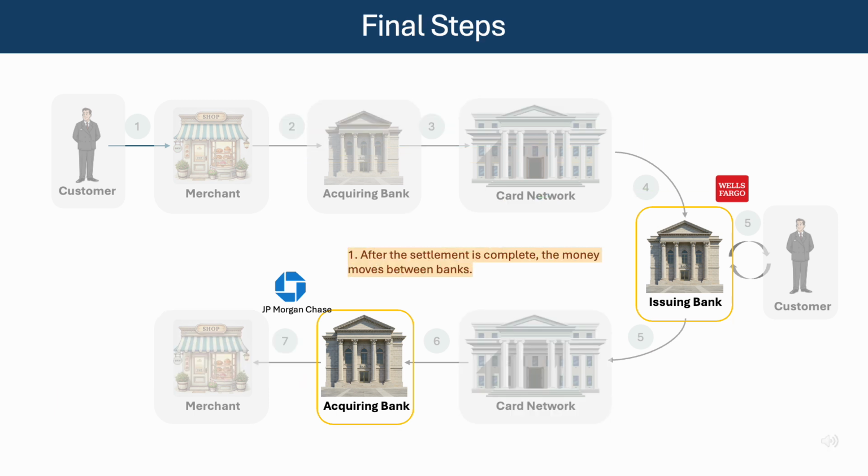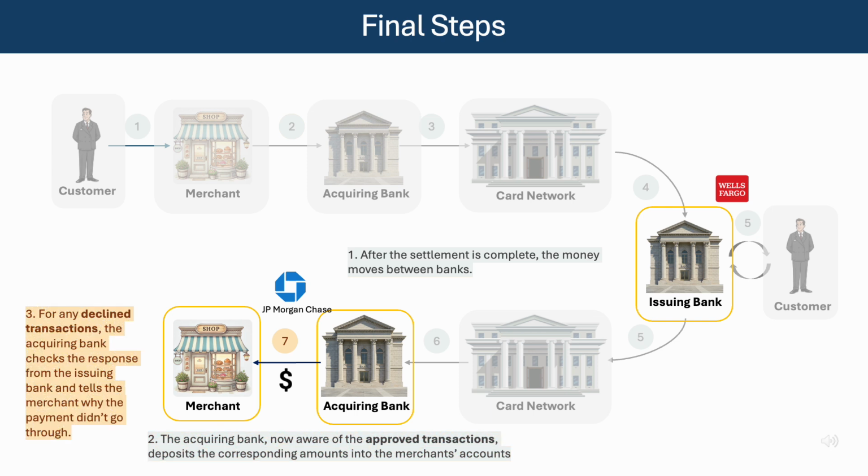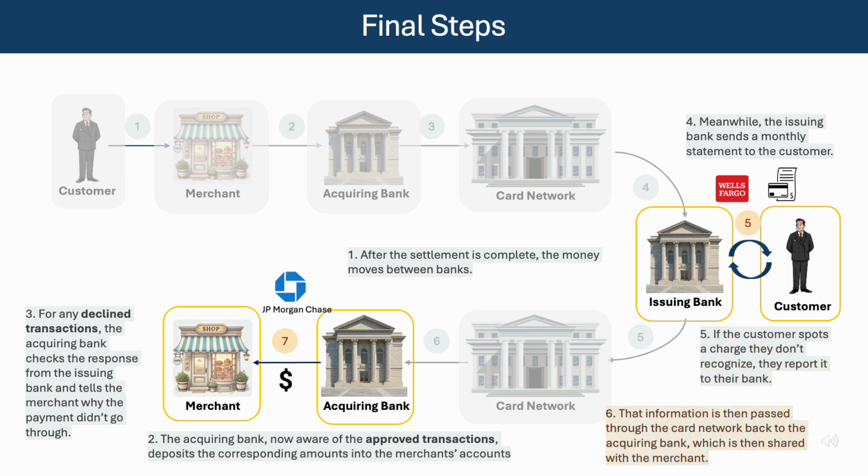After the settlement is complete, the money moves between banks. The acquiring bank, now aware of the approved transactions, deposits the corresponding amounts into the merchant's accounts. For any declined transactions, the acquiring bank checks the response from the issuing bank and tells the merchant why the payment didn't go through. Meanwhile, the issuing bank sends a monthly statement to the customer. If the customer spots a charge they don't recognize, they report it to their bank. That information is then passed through the card network back to the acquiring bank, which is then shared with the merchant.